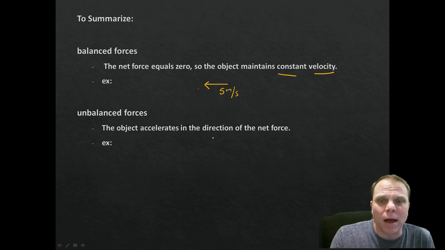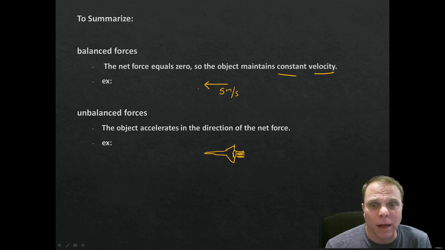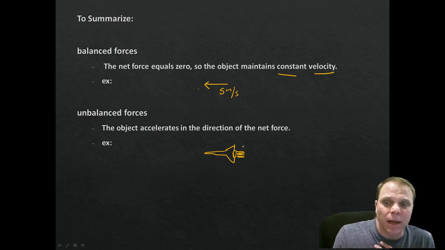However, we could be talking about the same object. Maybe we have a little rocket ship here, right? Here's a funny looking rocket ship. And if all of a sudden we blast a little bit of rocket fuel out the backside of it, then we no longer have a balanced force because now there is an action that is pushing out.